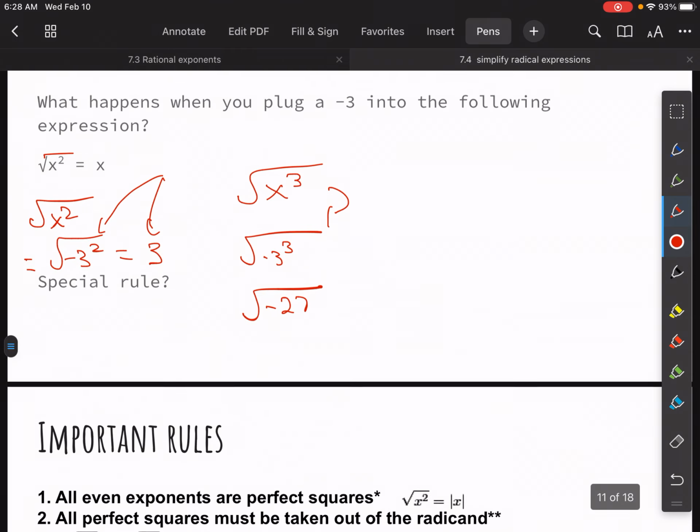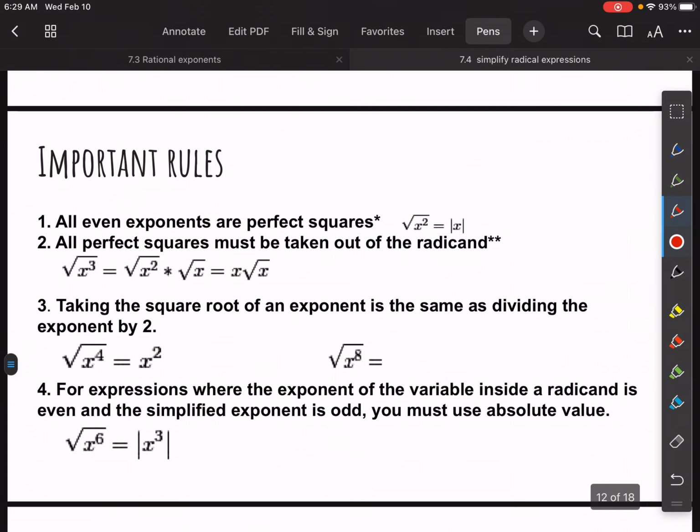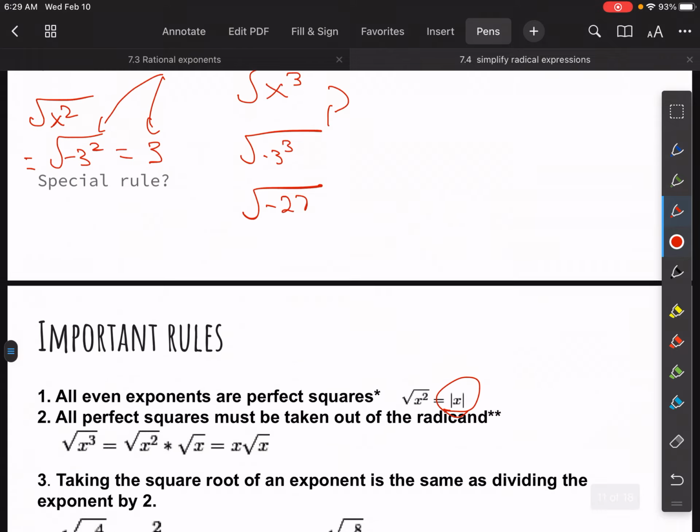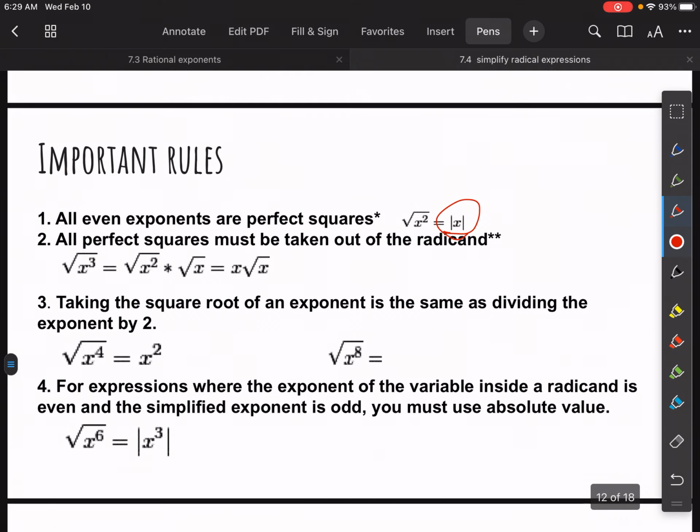Okay, so we know that that just does not work. All even exponents are perfect squares. So if you plug an even and negative in, you get the absolute value of x out, right? So that's what this was. This was the absolute value of what I plugged in. That's because you're taking that same thing, negative 3, and multiplying it by negative 3, and you're always going to get a positive, right? So it's always going to be the absolute value of what you plugged in.